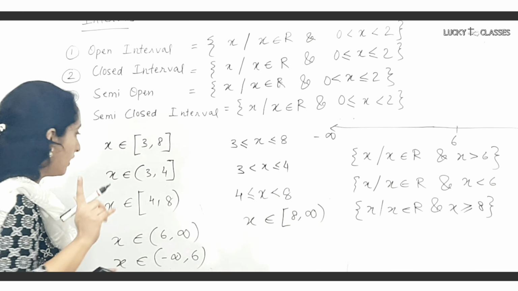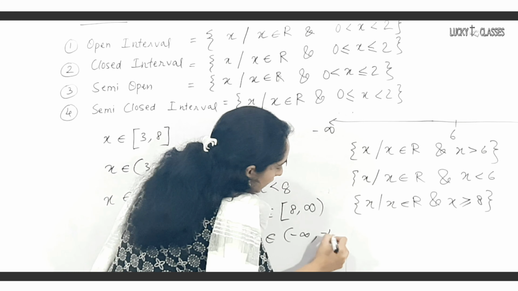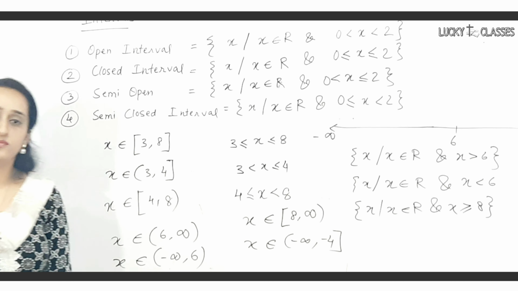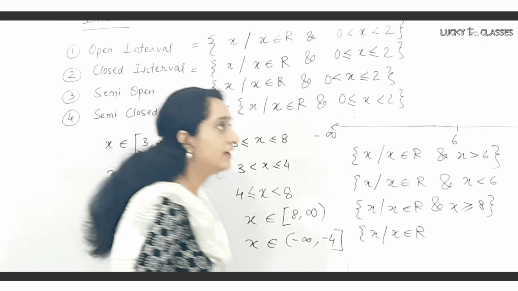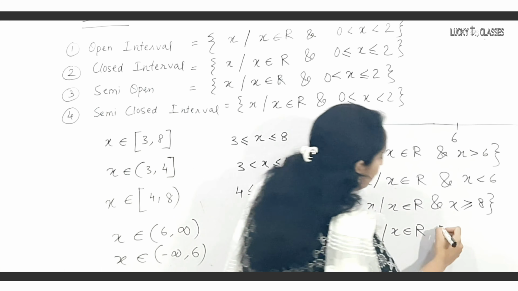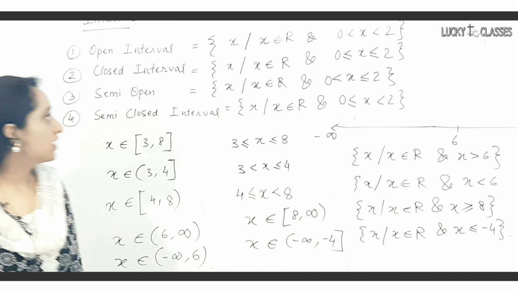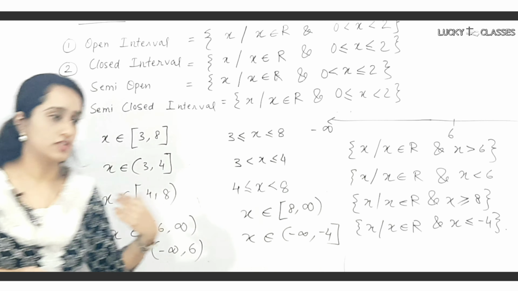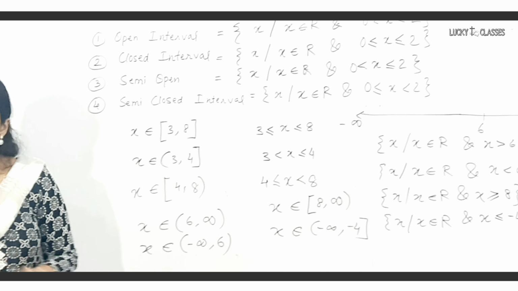Again, if I have x belongs to negative infinity, negative 4, then in set builder form what should we do? x belongs to real number and x less than equal to negative 4. Perfect. x is less than equal to negative 4. So that is how you are going to represent your intervals in set builder form and vice versa. If you are given in set builder form, you can represent it in interval form in this way.